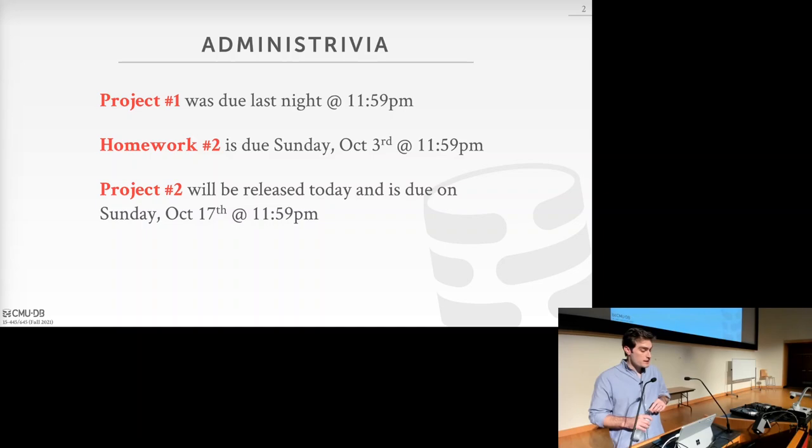Homework number two is due Sunday, October 3rd, also at 11:59 p.m. And project number two, which will be about hash indexes, is going to be released today, and it will be due on Sunday, October 17th.